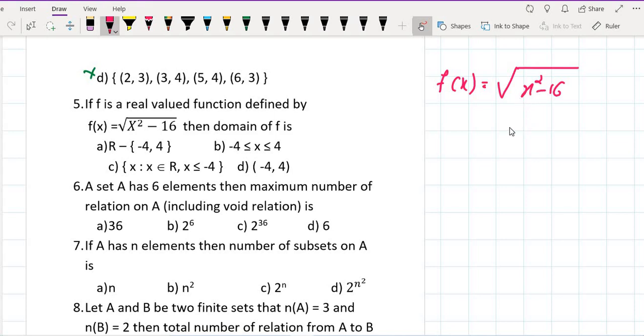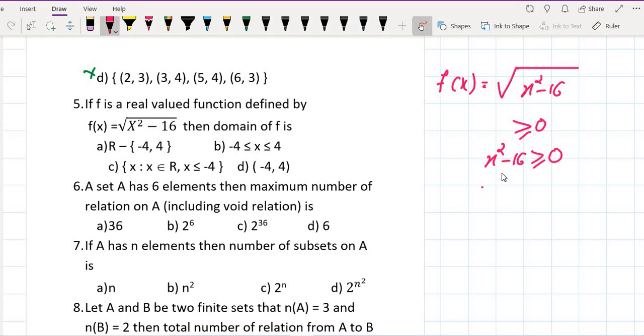As it is under root, this should be greater than or equal to 0. That means x square minus 16 should be greater than or equal to 0. If it is less than 0, that is not a real valued function. That comes under complex number part. So we don't want that, right? So f is a real valued function, so x square minus 16 should be greater than or equal to 0.